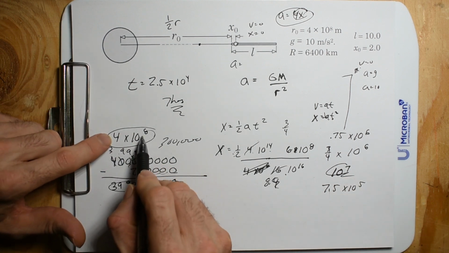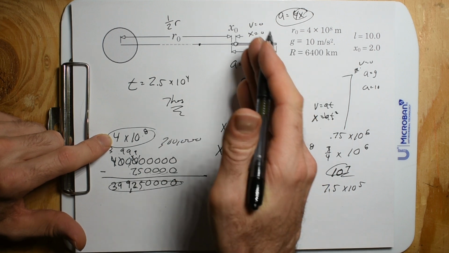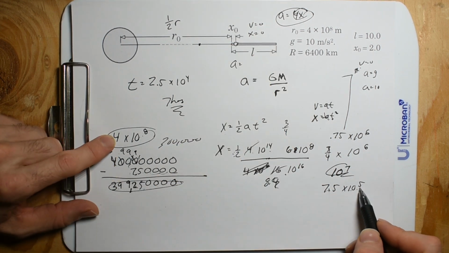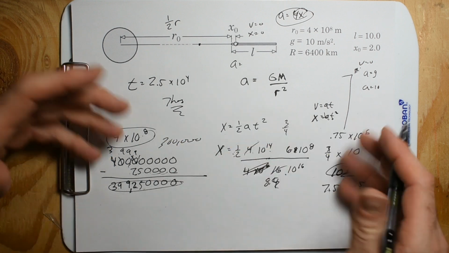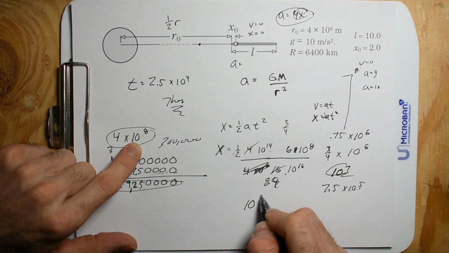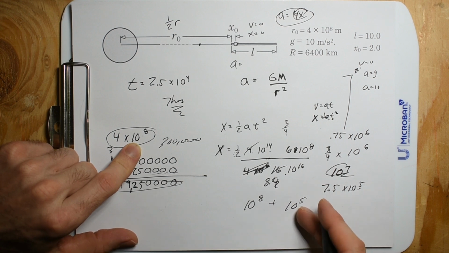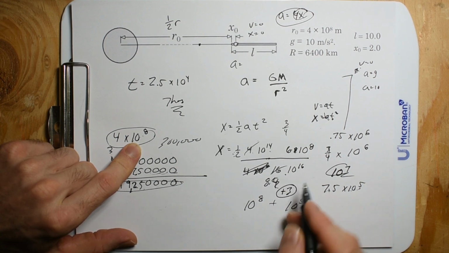We have a distance of 4 times 10 to the 8, and after it pops off, we moved a distance of 7.5 times 10 to the 5. And again, maybe make some rules in your head. Look at this: we have 10 to the 8, and then we have 10 to the 5. When we add those, could we, should we? Yes, we only have a plus 3.